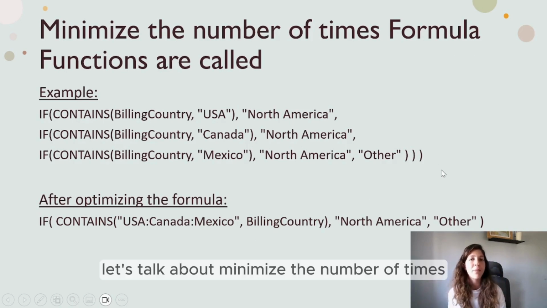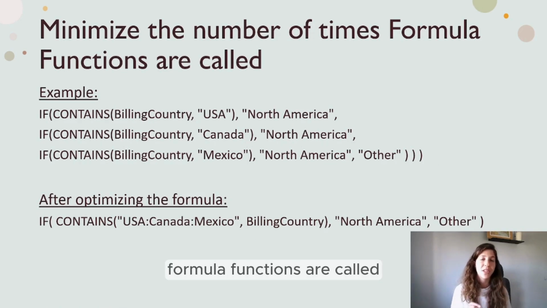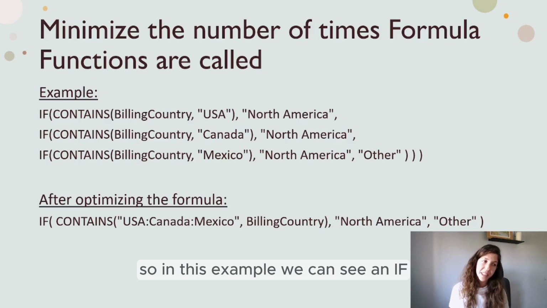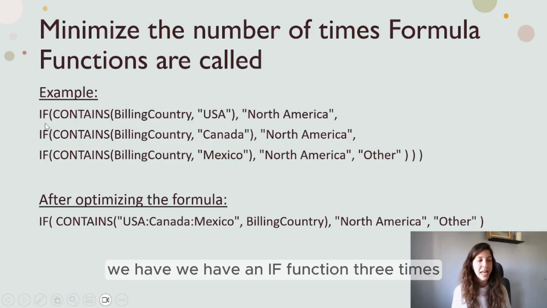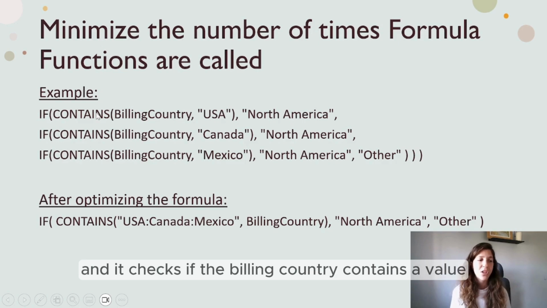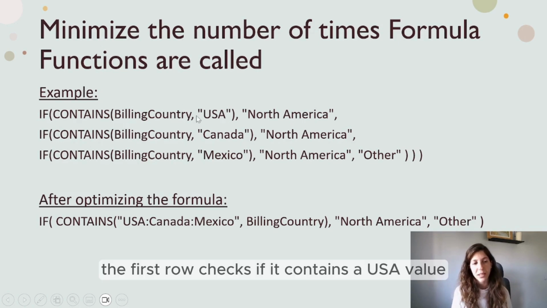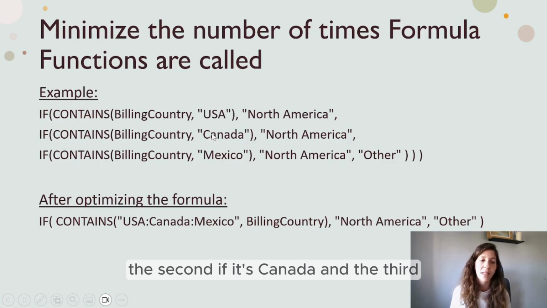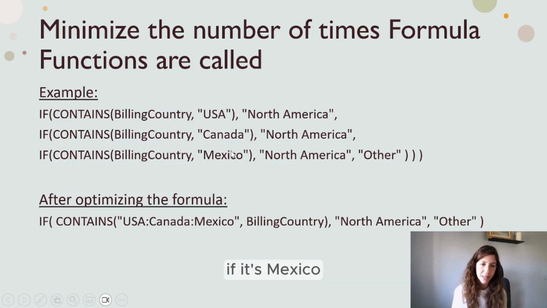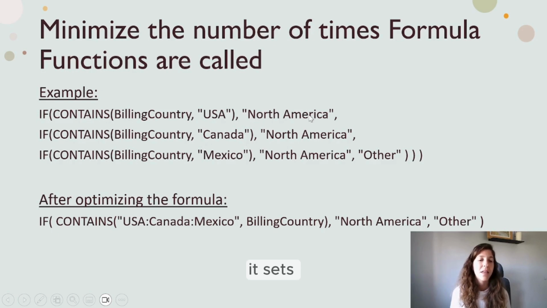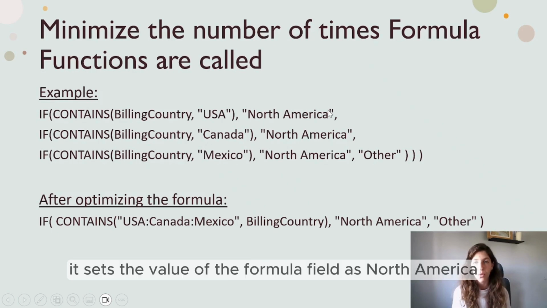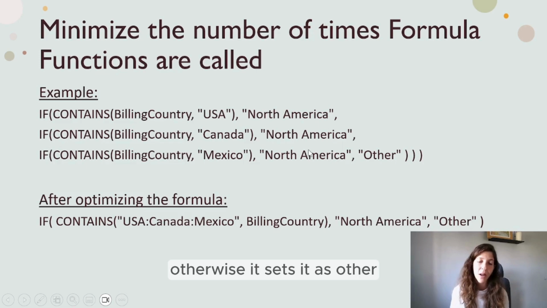Let's talk about minimizing the number of times formula functions are called. In this example, we can see an if function three times, and it checks if the billing country contains a value. The first row checks if it contains a USA value, the second if it's Canada, and the third if it's Mexico. If it does contain one of those values, it sets the value of the formula field as North America. Otherwise, it sets it as other.